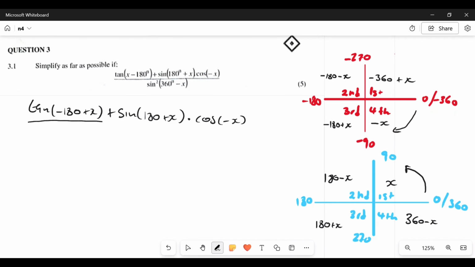And then on the numerator, again, there's something that we need to do here. We have sin squared(360 degrees minus x).